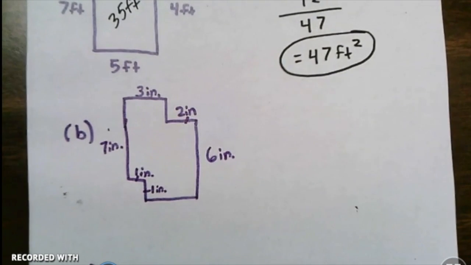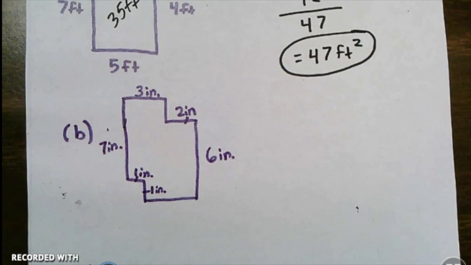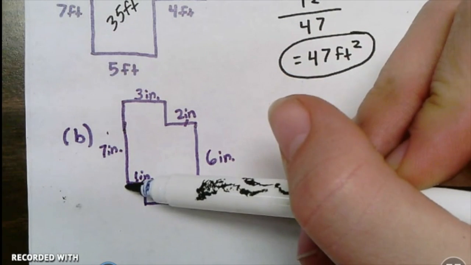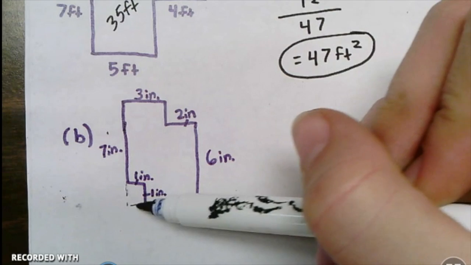All right, number 2. So here's letter B. Now for this one, we can do the same thing. We can divide it right here, or we could divide it here, or we might say that we want to instead figure out for the bigger thing what the areas of the smaller ones are and subtract it. So to show you the different way, I'm going to do it that way. So let's say that I made this into a bigger rectangle.